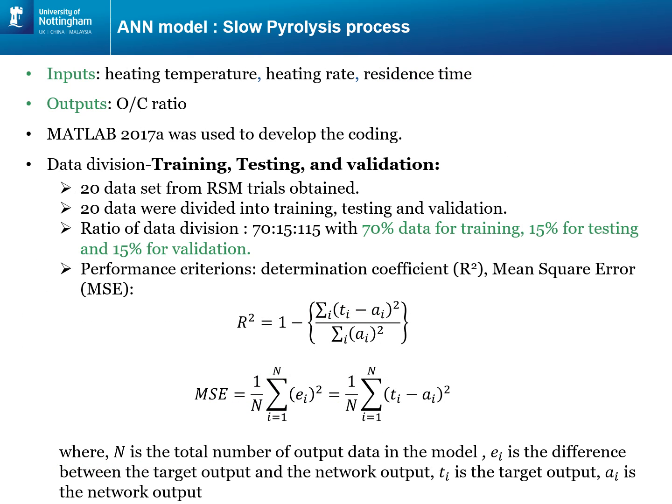So the MATLAB software is used in this particular research to carry out the modeling. So the codes were developed, and the data that was obtained from the experiments were subjected to training, testing, and validation. 20 sets of data were used in this particular modeling process. The 20 data were divided into 70% for training, 15% for testing, and 15% for validation. The performance of this model was determined by using two important criterions, namely determination coefficient R squared and mean squared error, MSE.